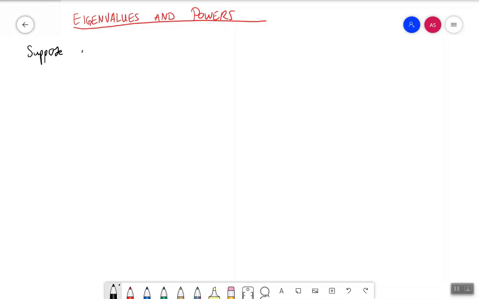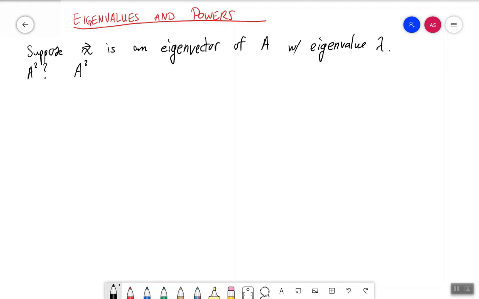Suppose that x is an eigenvector of A with eigenvalue lambda. What can we say then about the eigenvalues and eigenvectors of, say, A squared or A cubed, or if A is invertible, A inverse? Well, let's start by looking at A squared.